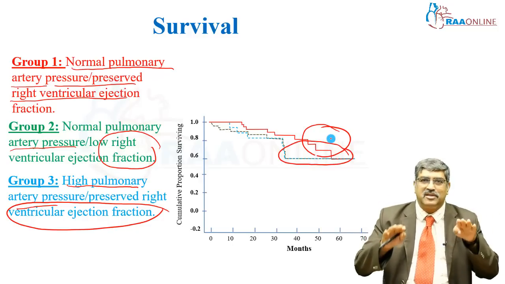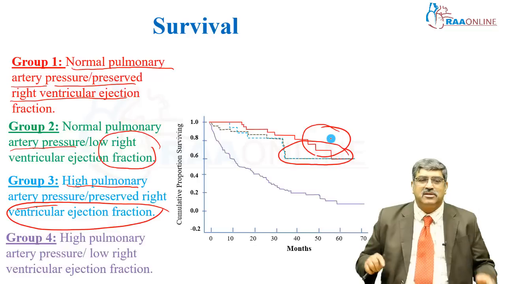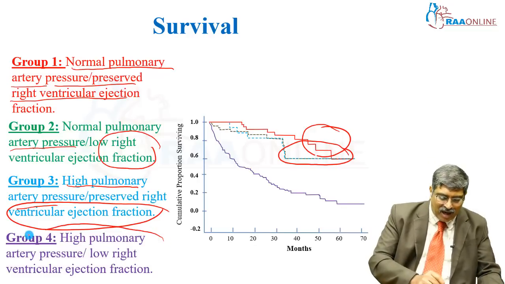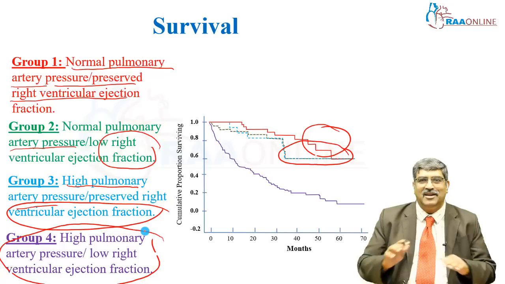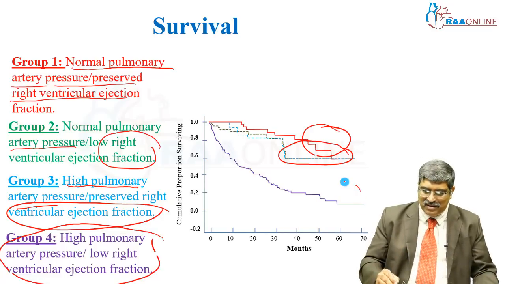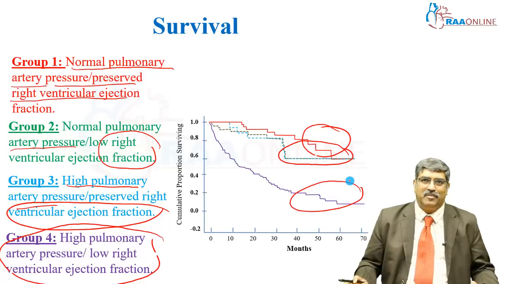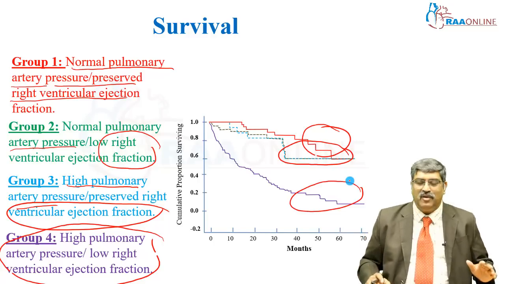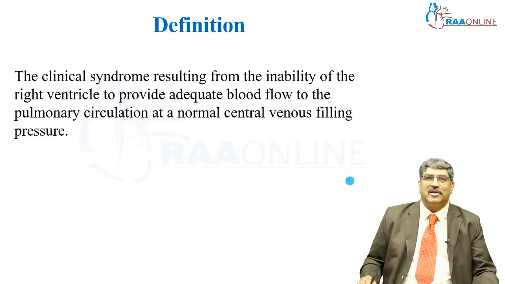So one compensates for the pulmonary artery pressure and the ejection fraction. But the worst combination is you have a high pulmonary artery pressure but low ventricular ejection. Here both are compromised and survival at the end of 5 years is hardly 20%. This one you have to understand. Now coming to the definition of right ventricular dysfunction.